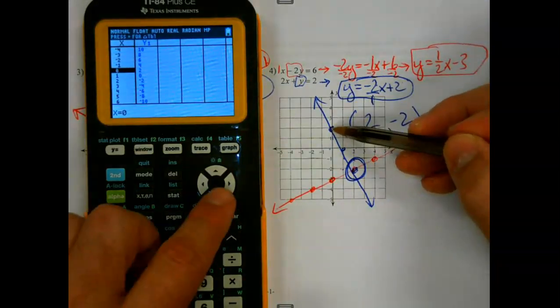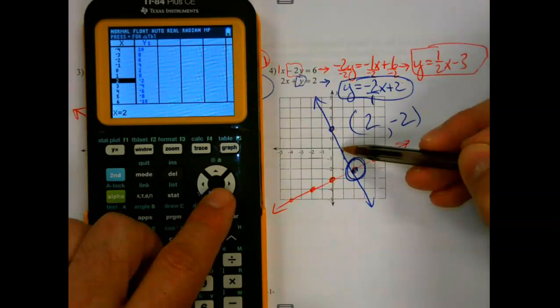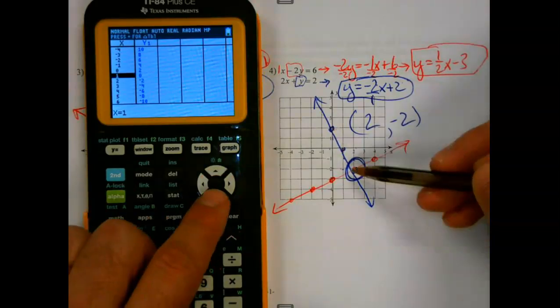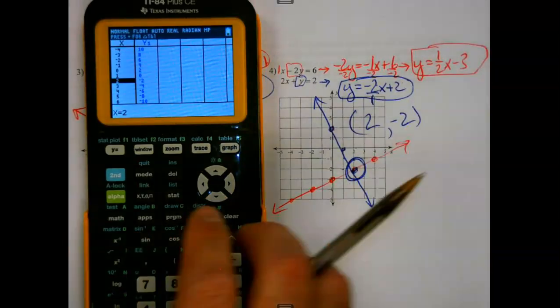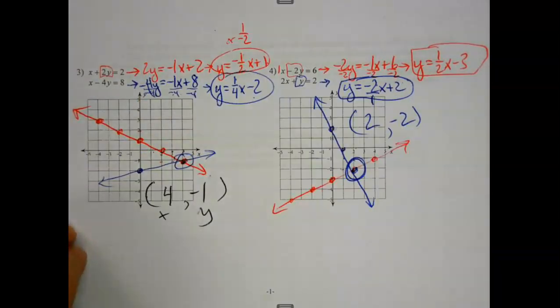There's 0, 2. There's 1, 0. There's 2, -2. And I could keep going with that. So if that's a trouble point for you, type it in the calculator and get your points to make your lines, and then you can see where they cross. Okay, solve by elimination.